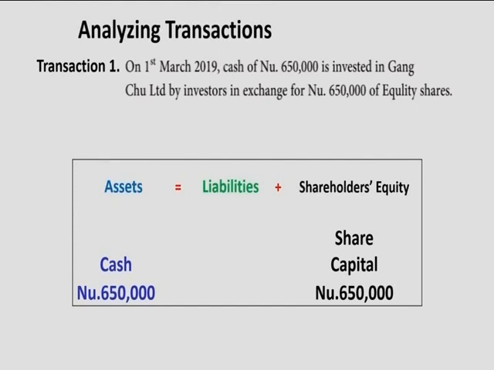So capital gets increased on the right hand side of the equation, and since this is in the form of cash on the left hand side of the equation, asset in the form of cash gets increased by the same amount, that is 650,000 cash and 650,000 capital in the business. So this is how you record in the accounting equation.